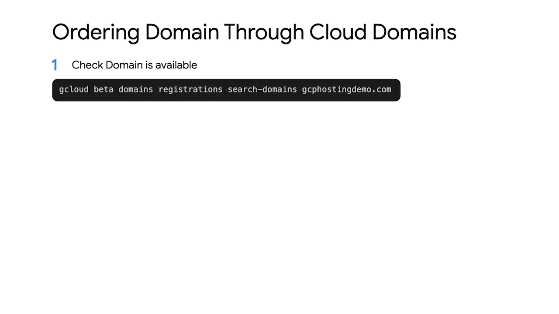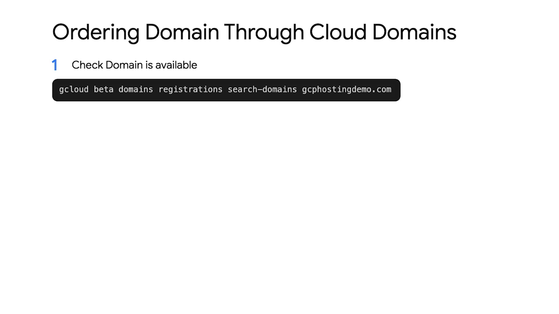The first step is to check that the domain you would like to purchase is available. Running the search domains command will give you a list of TLDs and the associated prices. Even though we have specified a .com in the search, the result will give many TLDs that are available for purchase.